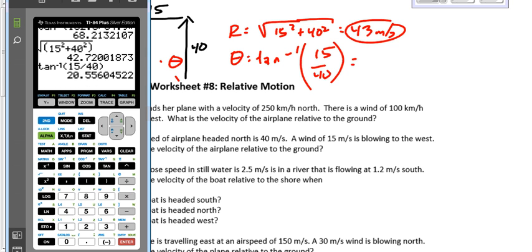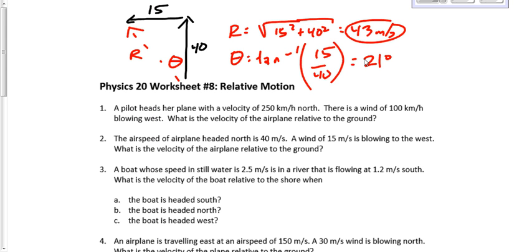Gives me 21 degrees. And what are we going to say that 21 degrees what of what? Right? Yeah, that would be west of north. West of north because it's going north and west, right? But we're measuring it from the north to the west. West from the north. West of north.